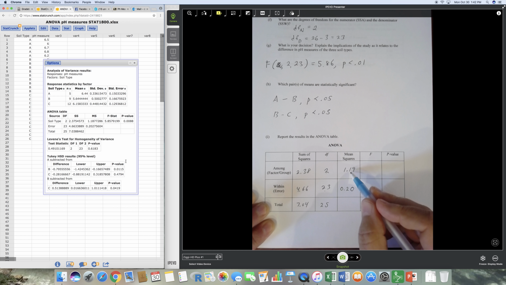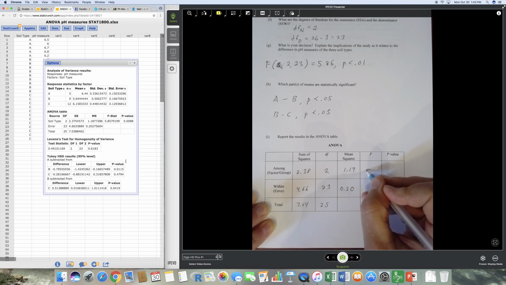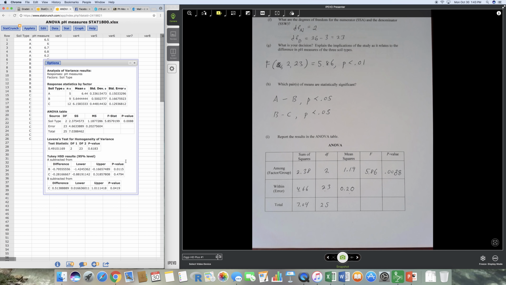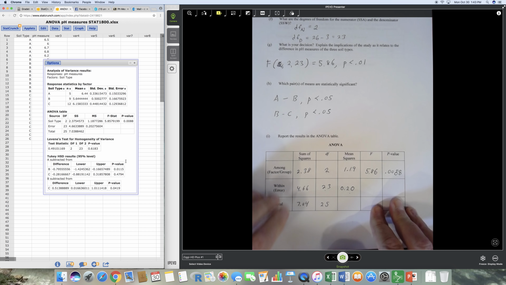And to get your F statistic, you take this number divided by that number. And we could calculate the p-value if we needed to. Those are ugly 8s, aren't they? All right. Sorry about that.